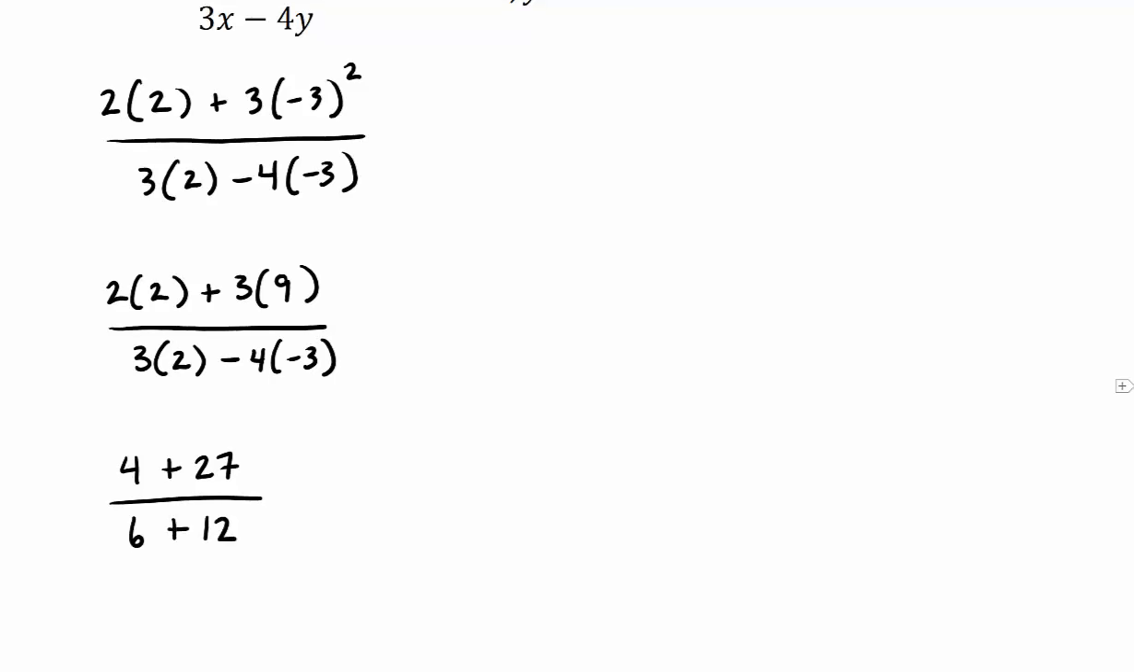Now I just have addition. So I'm going to do the addition in the numerator. I'm going to have 4 plus 27. That's going to be 31. And in the denominator, 6 plus 12 is 18. 31 and 18 do not reduce. And this is my final answer.